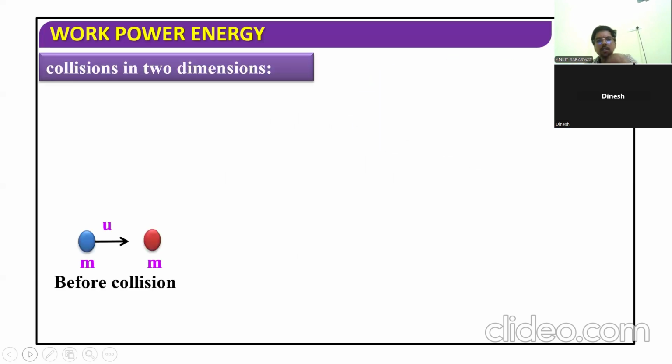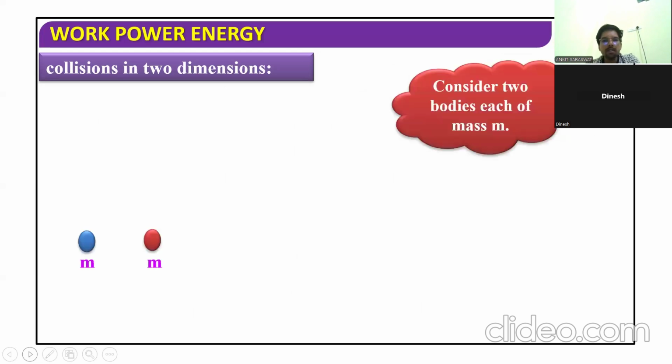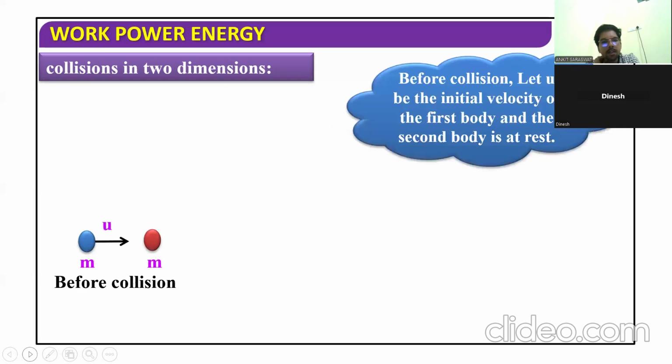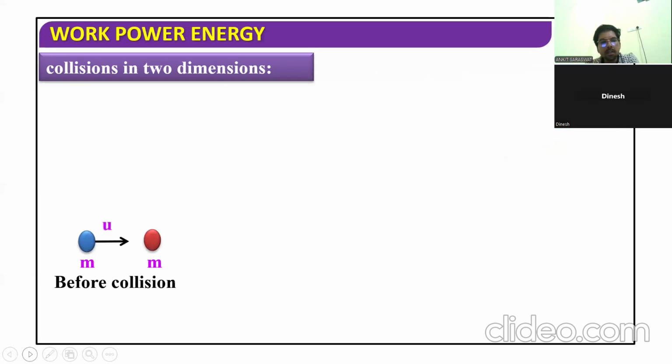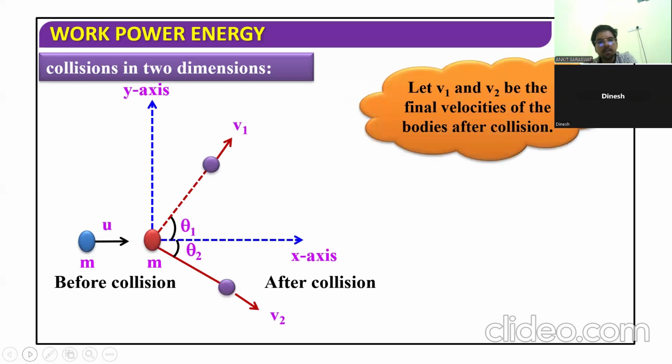Oblique collision we are discussing. Now this collision in two dimensions. For example, consider two bodies, each of mass m. Clear? Before collision, this is at rest. The red one is at rest, it is not moving. The previous one is moving. It is at rest.